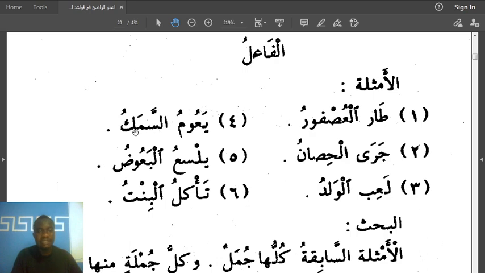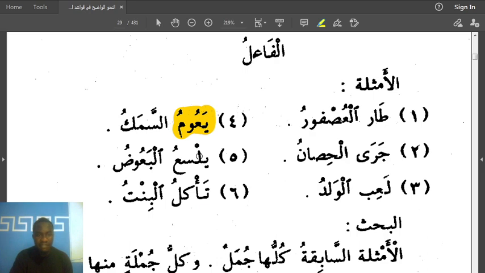Number 4: Ya'umu as-samaku. This word is very necessary. Ya'umu, from ama ya'umu, to float on a liquid or to swim. It's all right, either to float or to swim, it's all fine. Ya'umu as-samaku, the fish is swimming or the fish is floating.